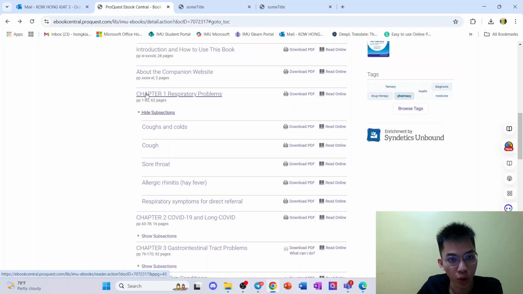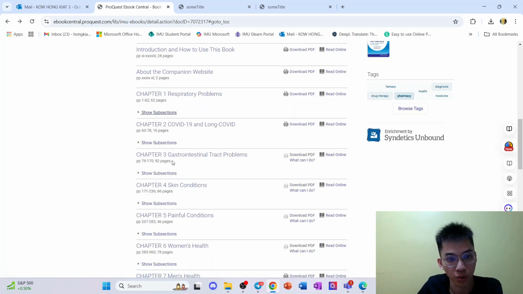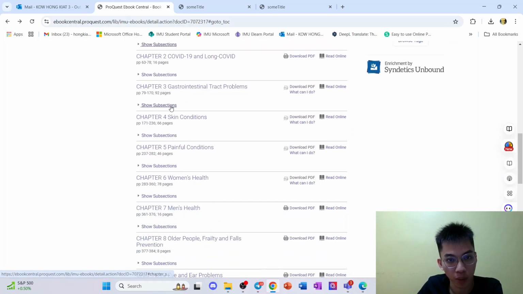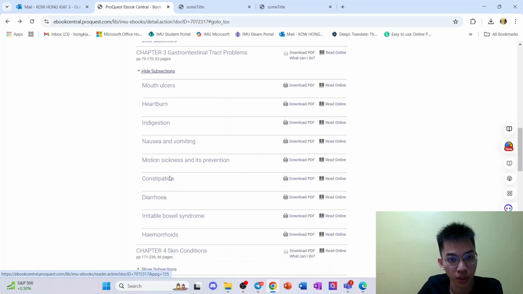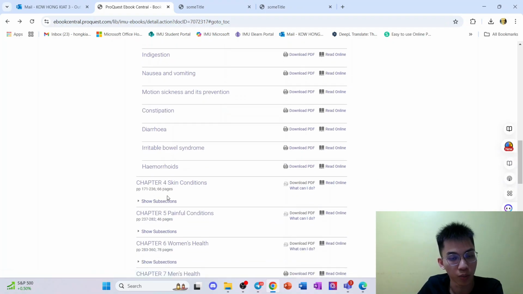Basically, it's quite a useful ebook for you, especially in terms of responding to symptoms and also patient counseling, whether medication counseling or even non-pharmacological lifestyle modification counseling, as this book covers most of them. So for example, chapter 3, GI problems, which will be learned in semester 2. Coming to the subsections, there's mouth ulcers, heartburn, indigestion, nausea, vomiting, motion sickness and its prevention, constipation, diarrhea, the typical one, IBS, and hemorrhoids.